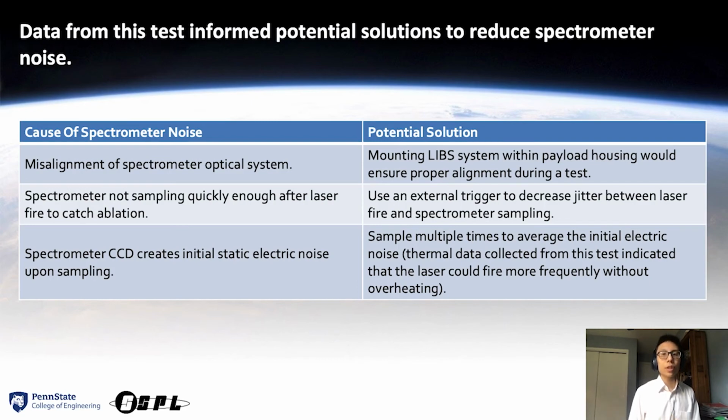Using an external trigger will also decrease the lag time between laser fire and spectrometer sample. This will allow for a shorter integration time, reducing background noise. Implementation of an external hardware trigger has already begun. Finally, test data indicates that it is possible to sample more frequently than anticipated by the Oasis team without overheating the system. Collecting many samples will allow for the averaging out of the initial electric noise.